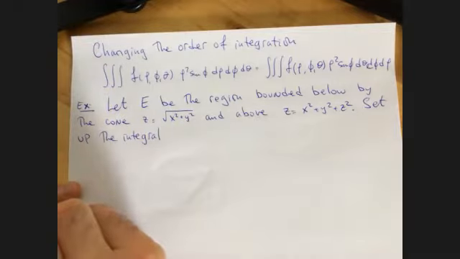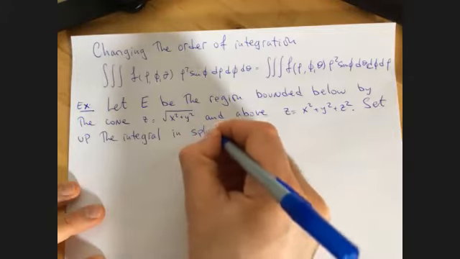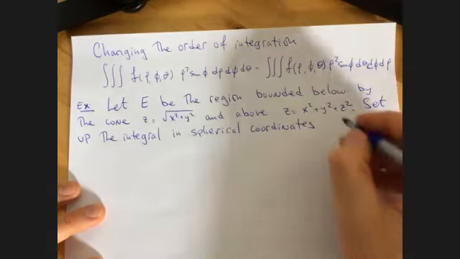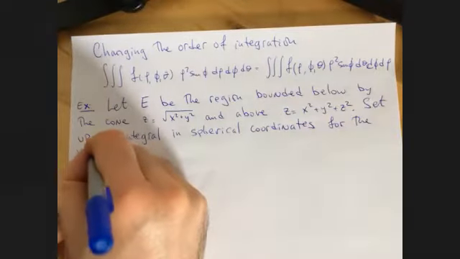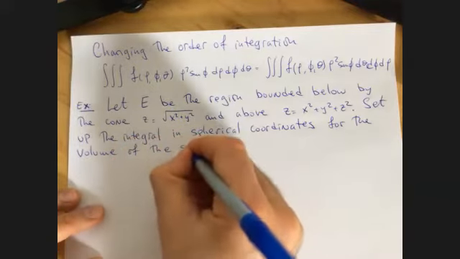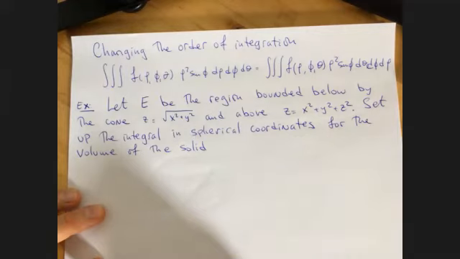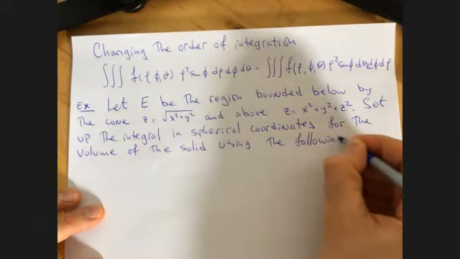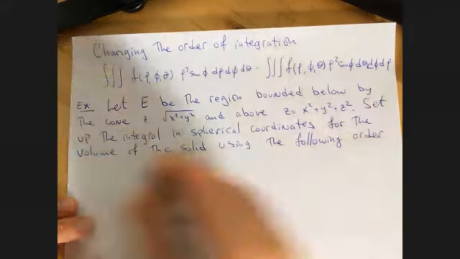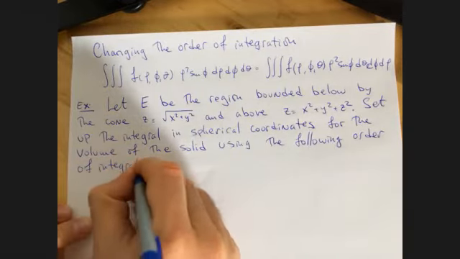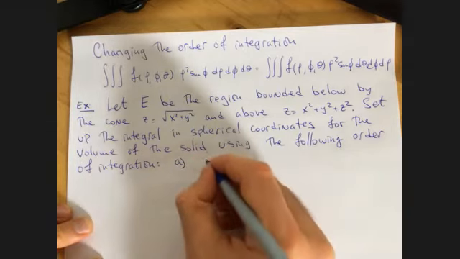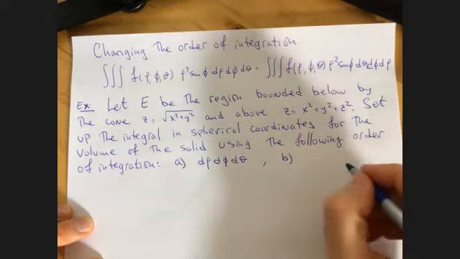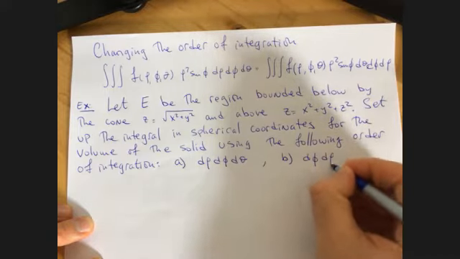Set up the integral in spherical coordinates for the volume of the solid, using the following order of integration. In part A, d rho, d phi, d theta. In part B, d phi, d rho, d theta.